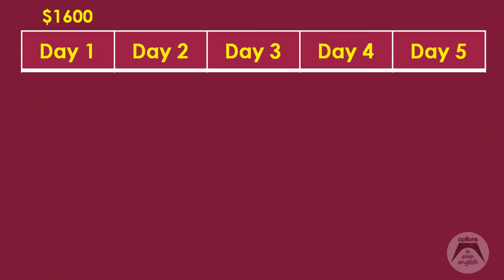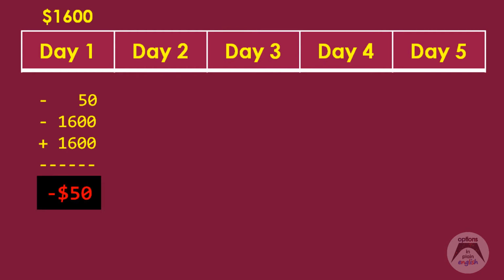So if we do the same analysis, and on day 1 it starts at $1,600, we can see that he's going to be down $50 because he paid $50 for it, and then the price hasn't moved. So that's all the money he's going to be down. On day number 2, when it's at $1,550, you can see that he's going to be down the $50 that he paid for the contract.